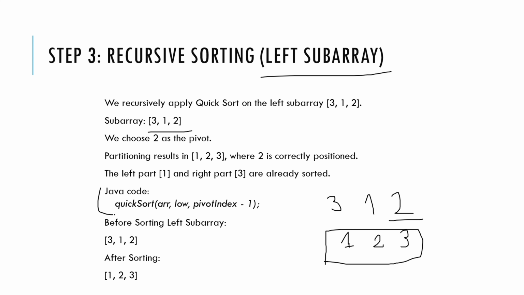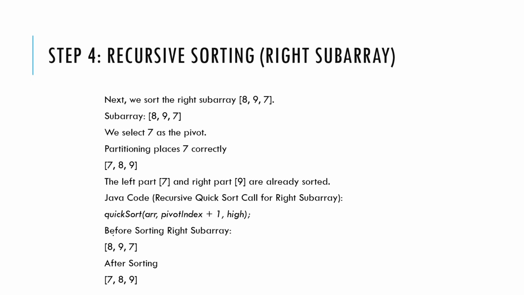The Java code to do this is the same one. Pivot index - 1. What is pivot index - 1? It's 0, 1, 2, but we have 3 elements. As it's the third element, we use pivot index, which is 2, minus 1. Before sorting, we had the left array 3, 1, 2. After sorting, it's 1, 2, 3.